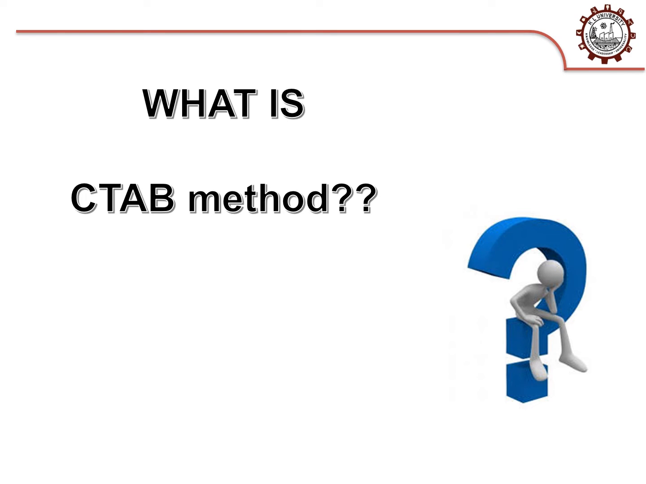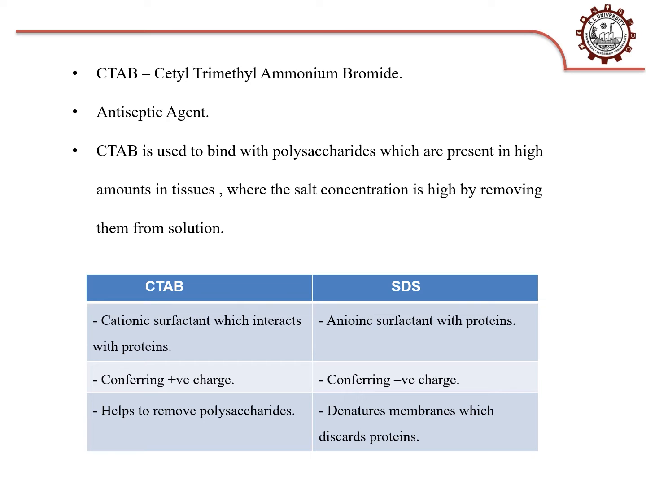What is CTAB? CTAB refers to cetyl trimethyl ammonium bromide. It is an antiseptic agent. It is a system used to remove membrane lipids and to promote cell lysis. CTAB is used to bind with polysaccharides, which are present in high amounts in tissues, by removing them from the solution where the salt concentration is high.